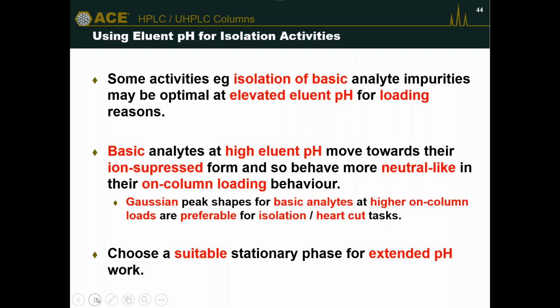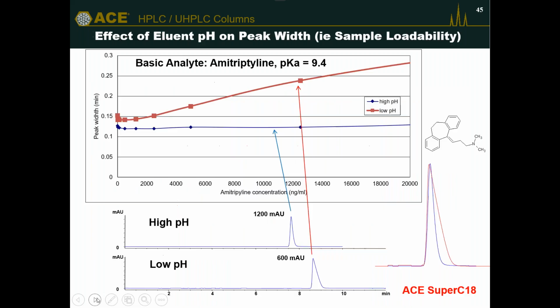If you are doing any preparative work, so you want to isolate those peaks at the end, as I mentioned, for basic analytes, working at elevated pH is really going to be beneficial. Now I can show that nicely in this example with amitriptyline. So when you start going to higher and higher injection volumes or concentrations of amitriptyline, running at low pH, you really start to overload the column. And this is seen here with the peak width increasing as you have an increased concentration of amitriptyline.